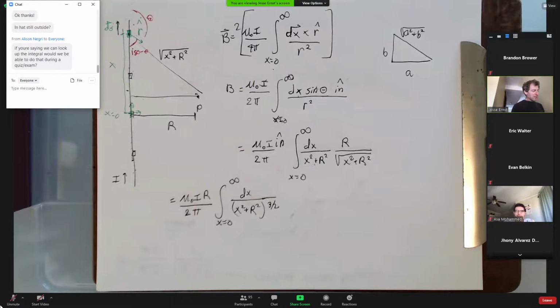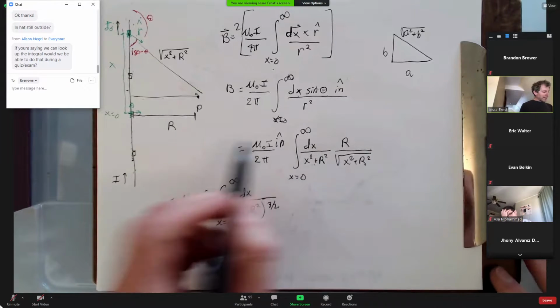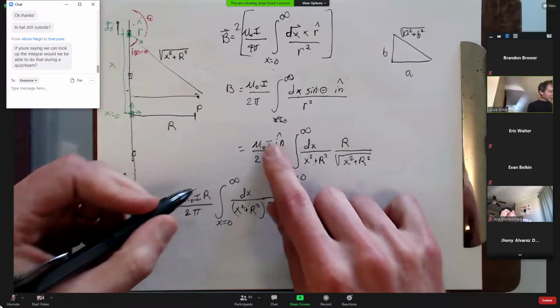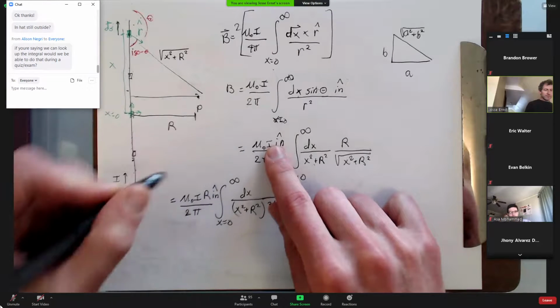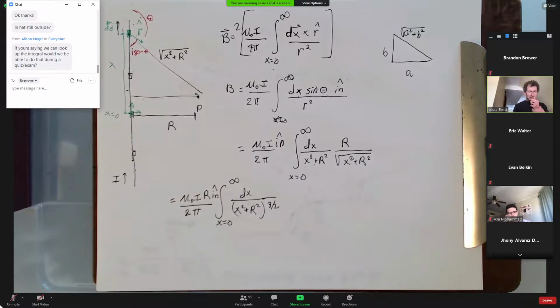Is the hat still outside? No, I moved it. Oh, yeah. Thank you. I accidentally forgot to write it in. The r hat. Good. Thank you, Jeff.